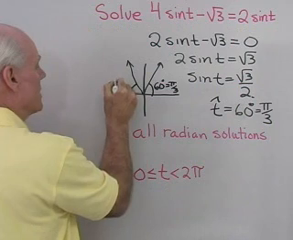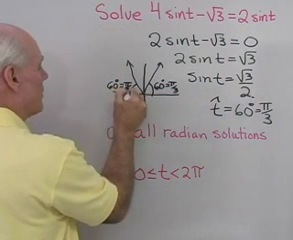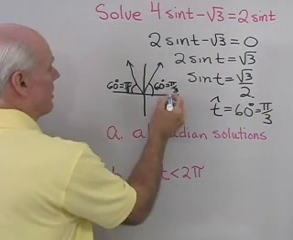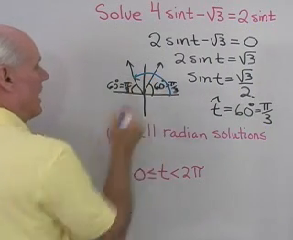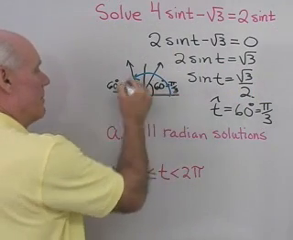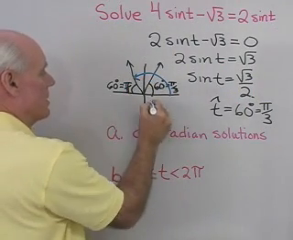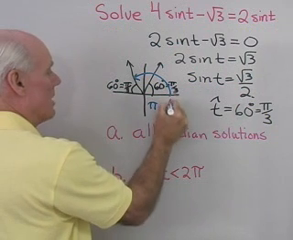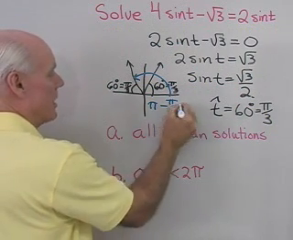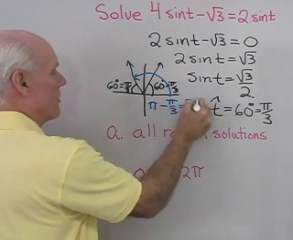This is 60 degrees, equal to pi over 3. Okay, and then I want to name this angle right here. I want to do it in radians, so that'll be pi minus pi over 3. Well, that's 3 pi over 3 minus pi over 3, so it should be 2 pi over 3.